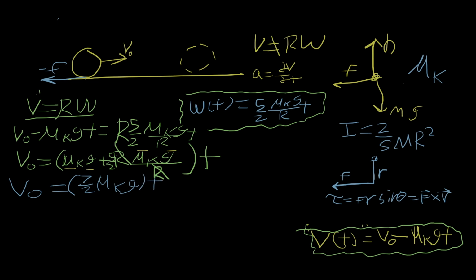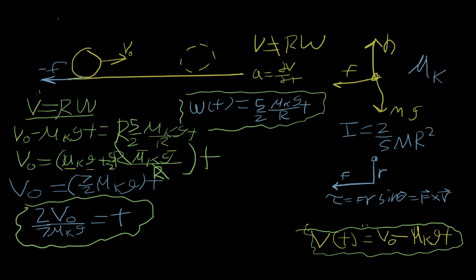Now we find our final solution is going to be 2 over 7 times v naught over our friction coefficient of kinetic times the gravity is equal to the time. So this will be the equation when the ball stops sliding and starts rolling without sliding. The exact time is the initial velocity divided by gravity, divided by our friction coefficient, times 2 divided by 7. That's our exact time given our inputs.